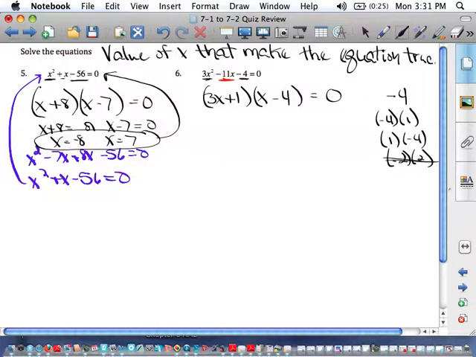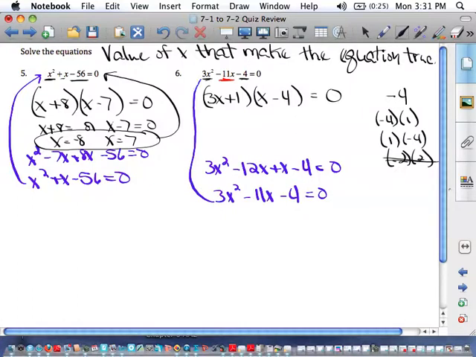Let's try this choice. So I have 3x times x. That would give me 3x squared. 3x times -4 gives me -12x. 1 times x gives me plus x, and then 1 times -4 gives me -4. When I combine like terms, I have 3x squared minus 11x minus 4 equals 0. And that's the equation I started with. So I know that I have factored it correctly.